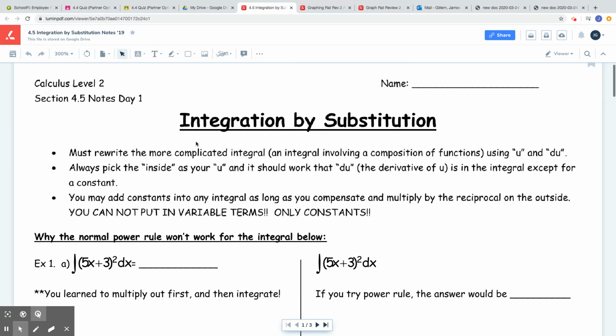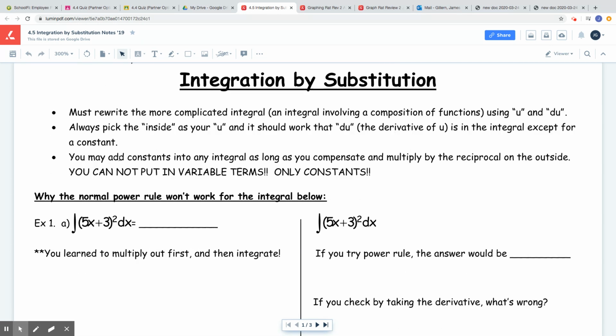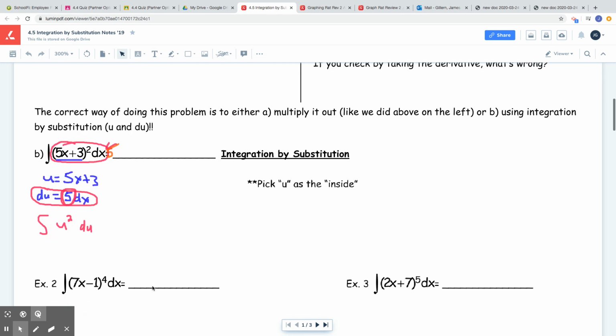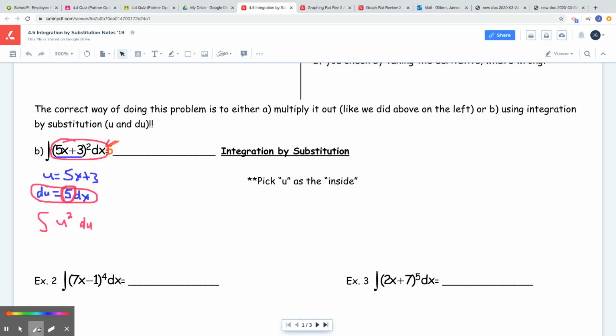And at the top of the sheet, it says you may add constants into any integral as long as you compensate and multiply by the reciprocal on the outside. You cannot put in variables, only constants. All right, and you'll hear me say this a bunch. So I'm allowed to add in this 5 here. But if you put a 5 in there, that means I need to put a 1/5 on the outside to balance it out.